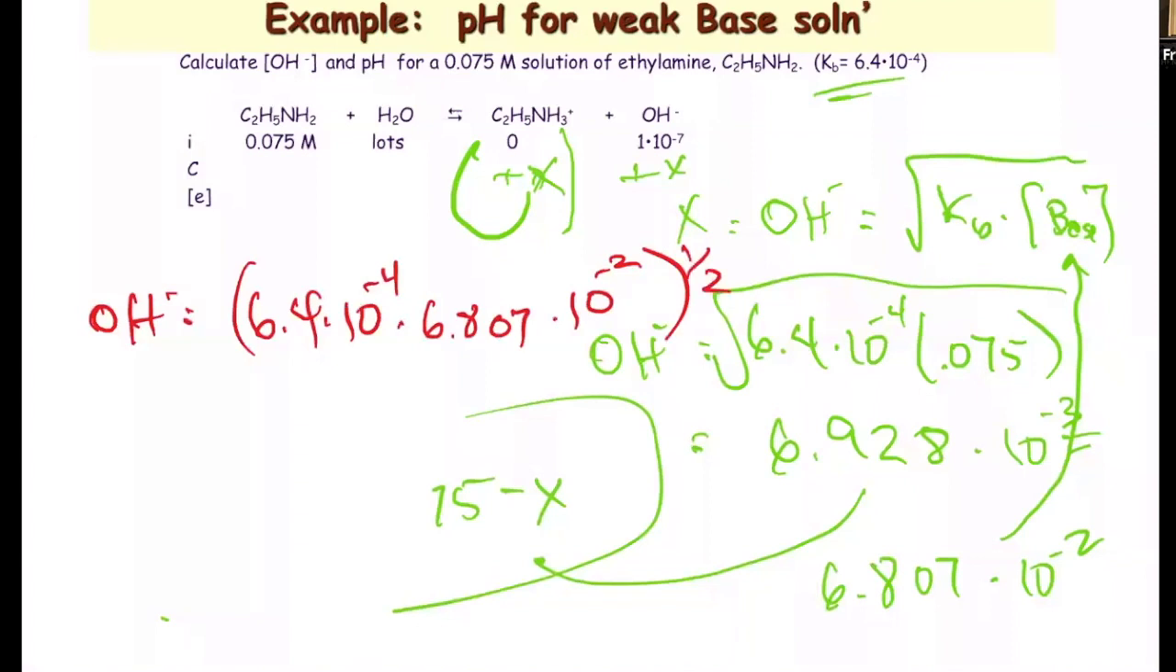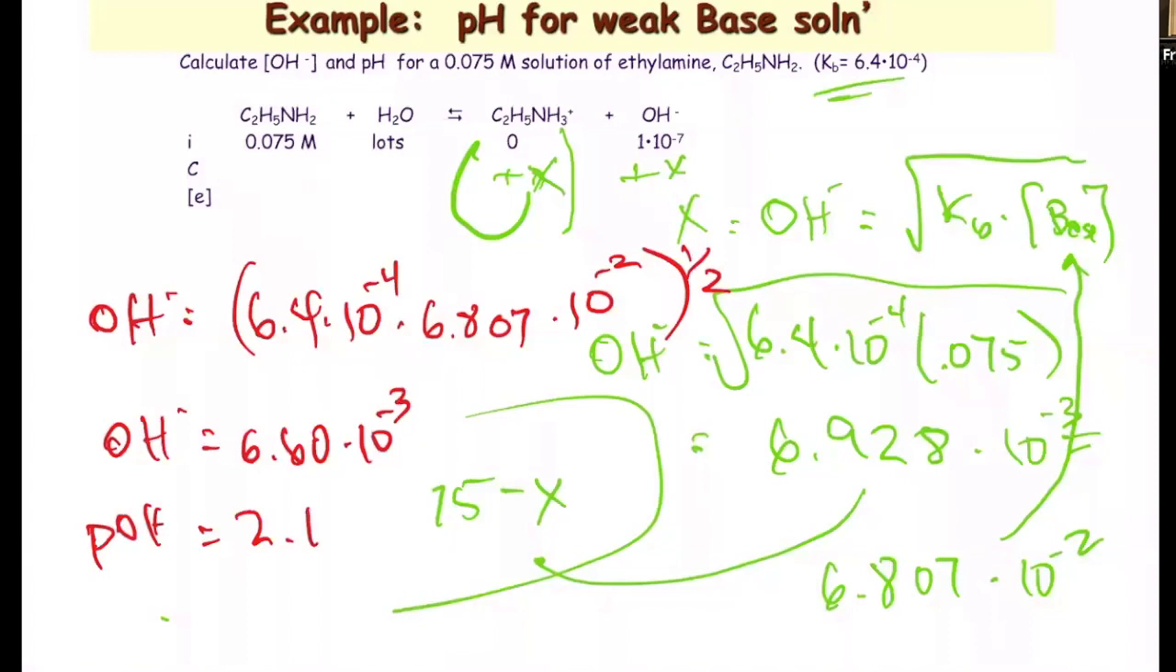I'm going to take this number that I have in my calculator, and multiply it by 6.4, because remember that's KB, times 10 to the minus 4. Multiply that out and then take the square root of that, and I get a hydroxide ion concentration of 6.60 times 10 to the minus 3. If I take the negative log of that number, I would get the pOH, and I get 2.18.